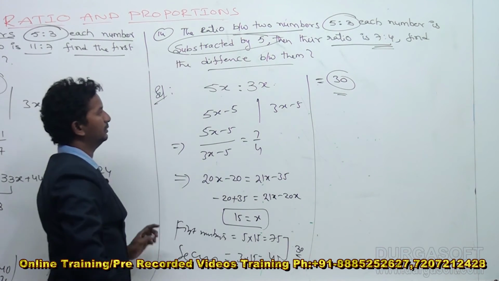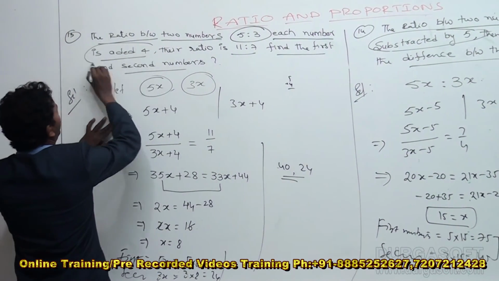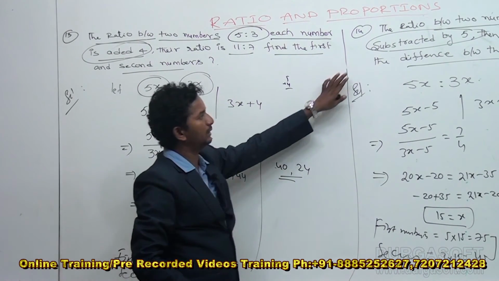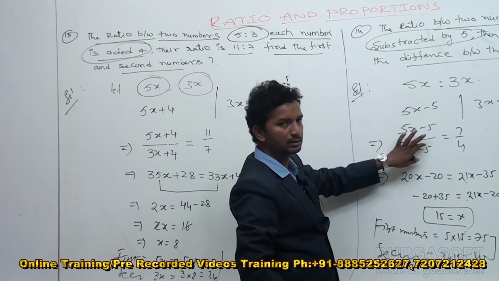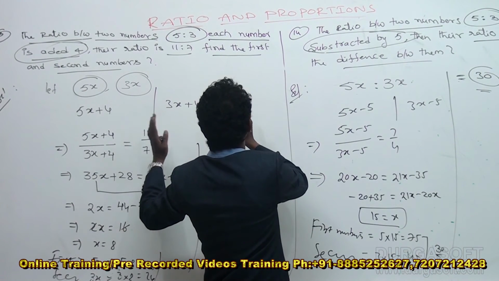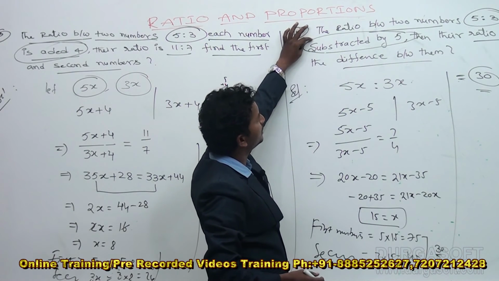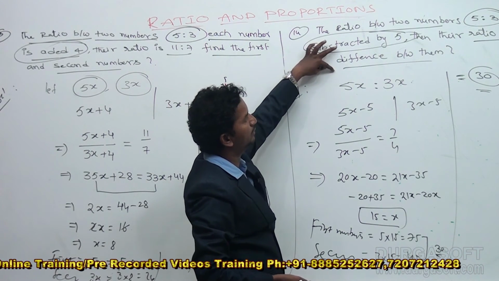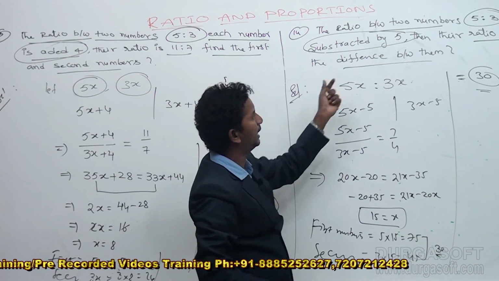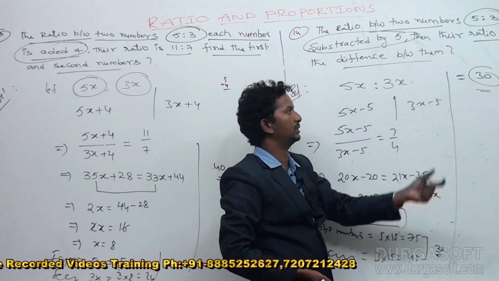Now this problem goes like this: when a value is added, it increases, and when subtracted, it decreases. Here 5 is subtracted. So that is one addition problem and one subtraction problem. When the two numbers are given and subtracted by a variable, this is how to find the first number and second number, and again the difference between them.